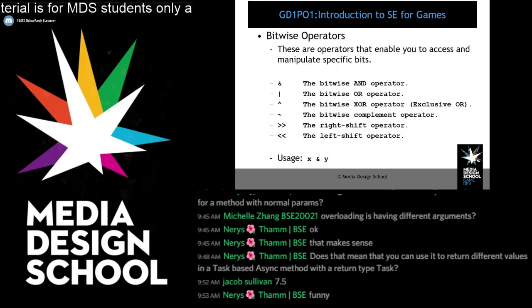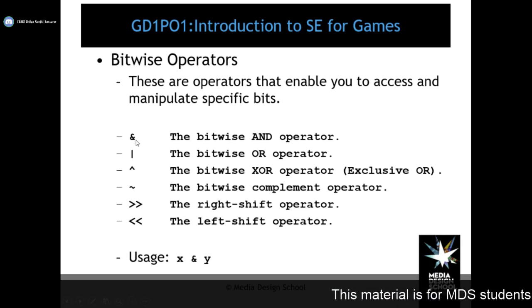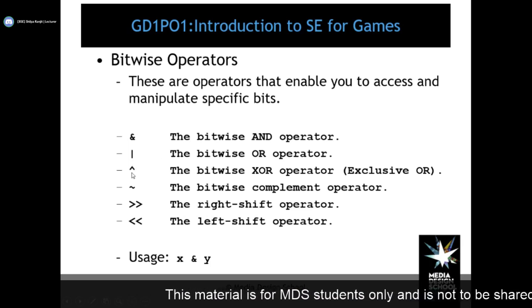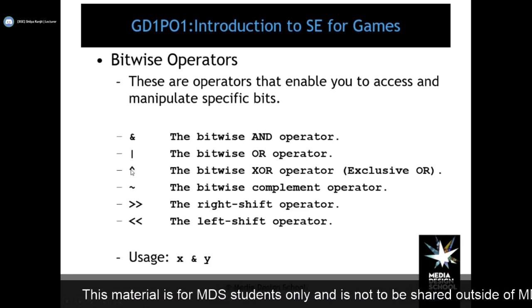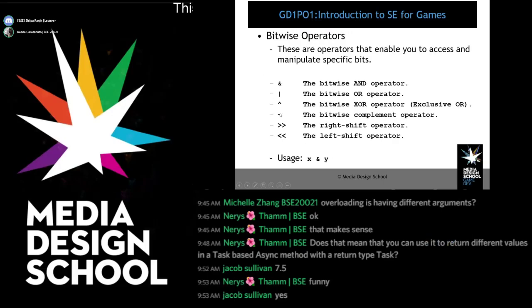These are a few bitwise operators that you can use to make changes to your bits. You've already seen these operators before. This is the bitwise AND operator, the OR operator, XOR. Have you learned about XOR in maths? Okay, so you know how that works. This is the complement operator, and then we'll be seeing the right shift and left shift operators.